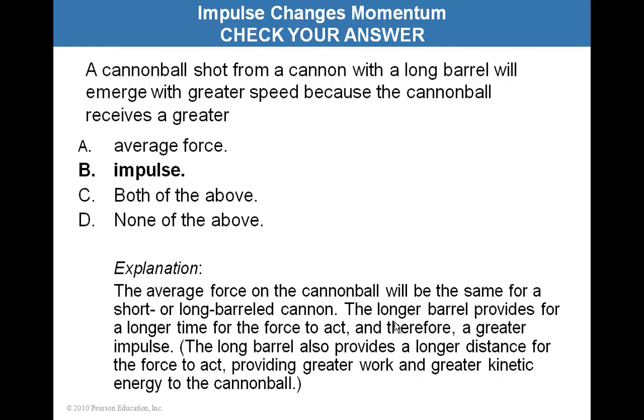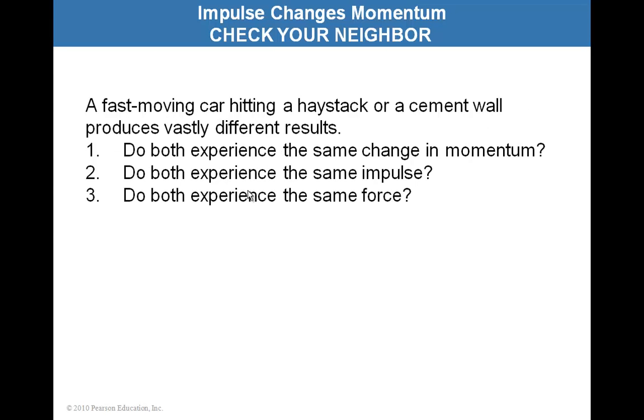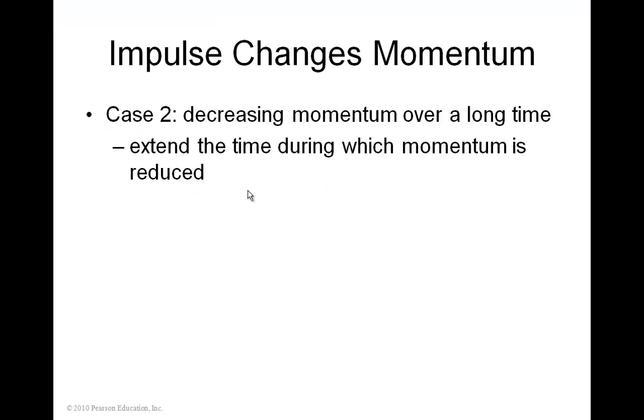Okay, what's our way to decrease momentum? Well, same idea. You extend the time during which the momentum is reduced. So here we're applying a force to reduce the momentum, and we do that over a longer period of time. So if you want to decrease the momentum, you apply that pull, or whatever it is that you're doing to lower the speed, and you do that over a greater period of time.